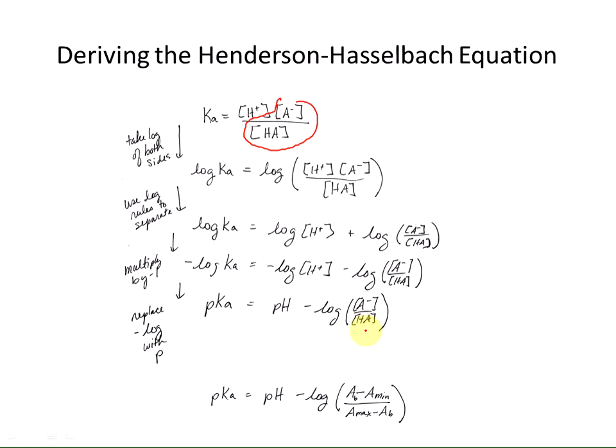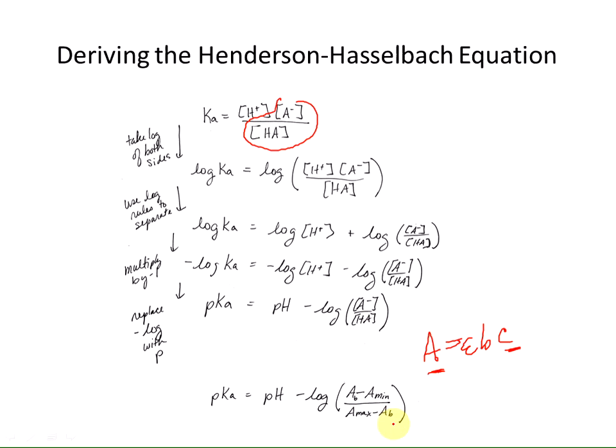So what we're going to be able to do is use the absorbances to replace those concentrations, because using Beer's law, the concentration is proportional to the absorbance. So we're going to be able to replace this. The A minus is going to correspond to the AB minus A min, and the HA is going to correspond to the A max minus AB.